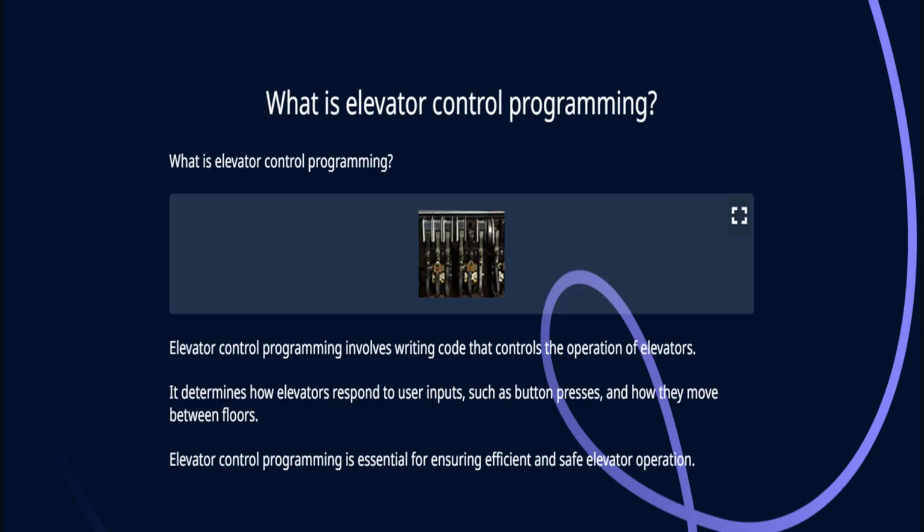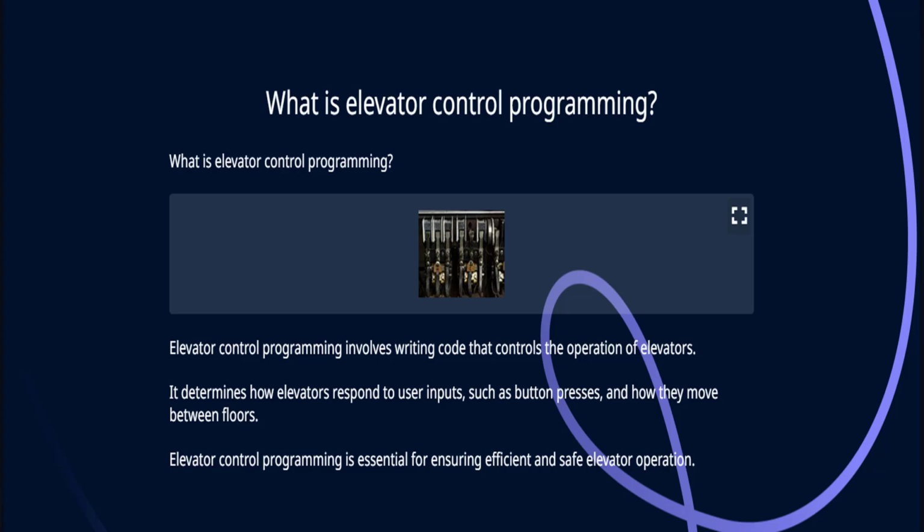Introduction to Elevator Control Programming. What is elevator control programming? Elevator control programming refers to the process of writing and implementing code that controls how an elevator functions. The code determines how the elevator responds to user inputs, such as button presses, and directs the movement of the elevator car between floors. It also dictates the logic behind elevator behaviors like door opening, floor selection, and emergency protocols.